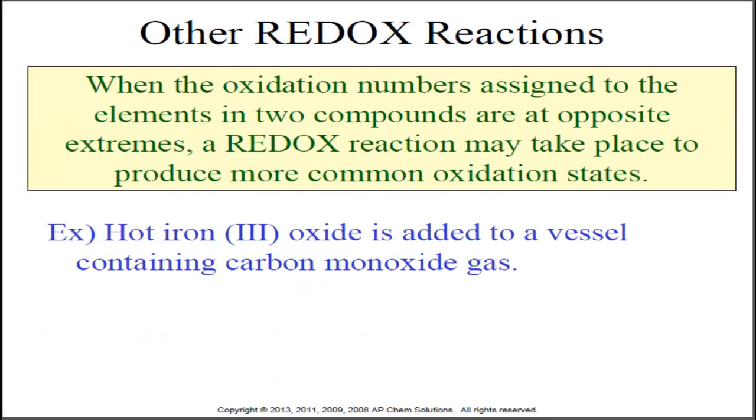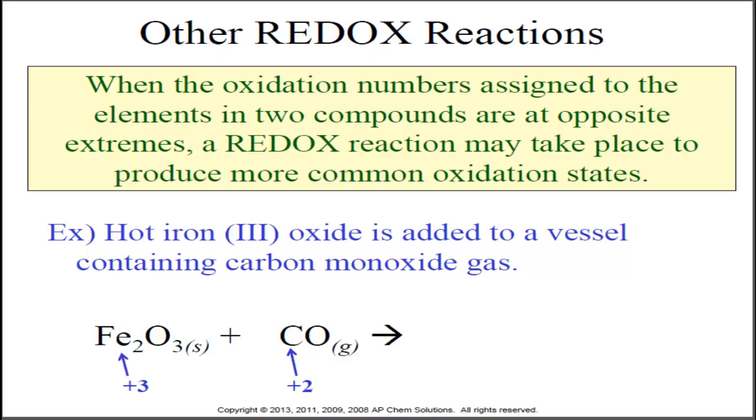Other redox reactions, when you have oxidation numbers assigned to elements in 2 compounds and they're at opposite extremes, then you may have a redox reaction to produce more common oxidation states. For example, hot iron 3 oxide added to a vessel containing carbon monoxide gas, you would have your iron 3 oxide, your iron would have a +3 charge. And then you have your carbon monoxide where the carbon has a +2 charge. Now in both of these compounds, oxygen is going to be -2.